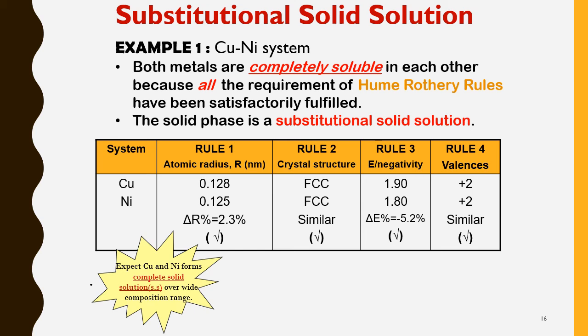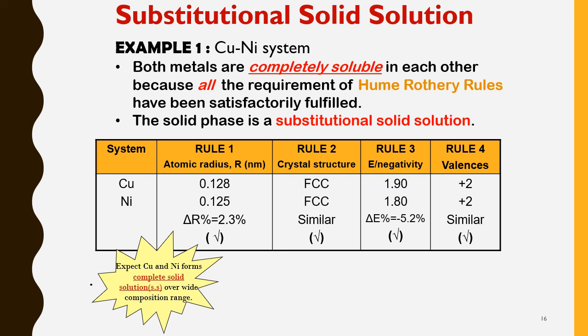So first look at rule number 1, atomic radius. The atomic radius for copper is 0.28 and the atomic radius for nickel is 0.25. When we calculate, the percentage change in the radius is only 2.3, less than 15%. So rule number 1, check. And then rule number 2, look at the crystal structure. Both have FCC crystal structure. So check.